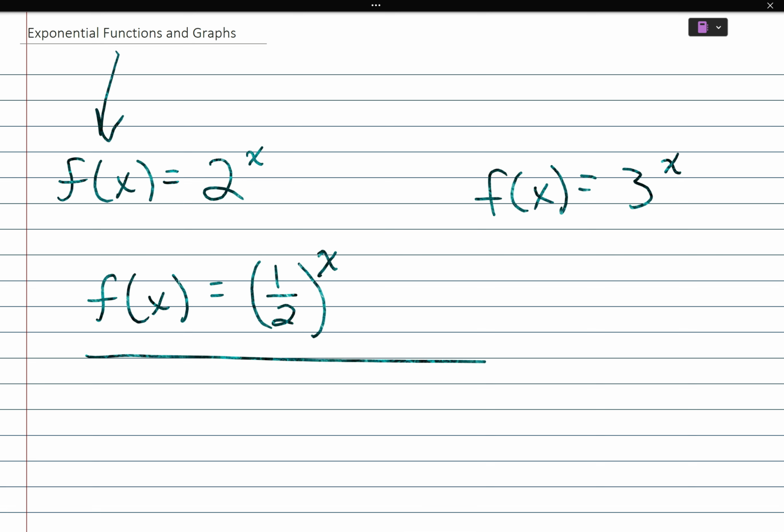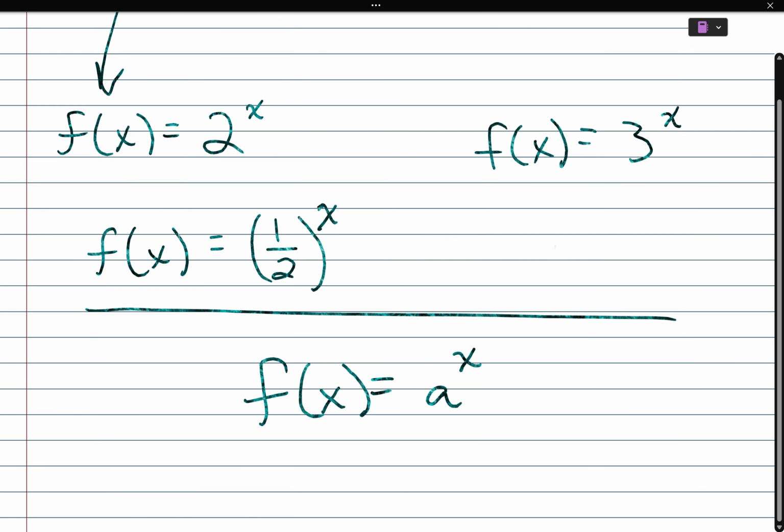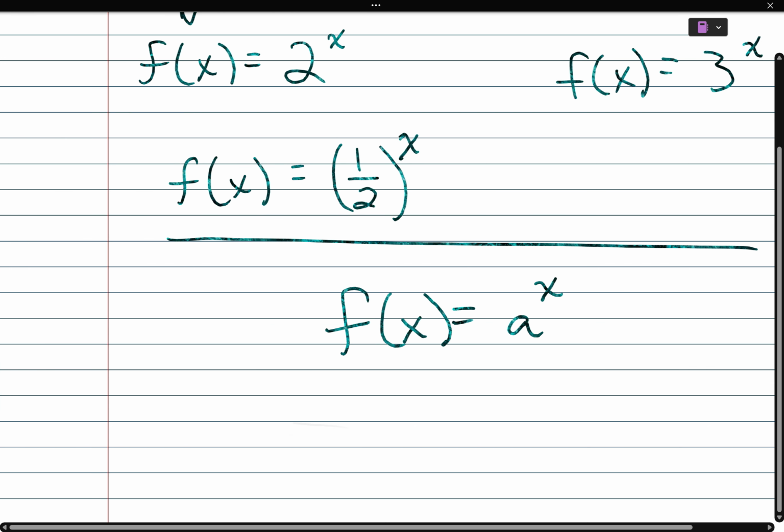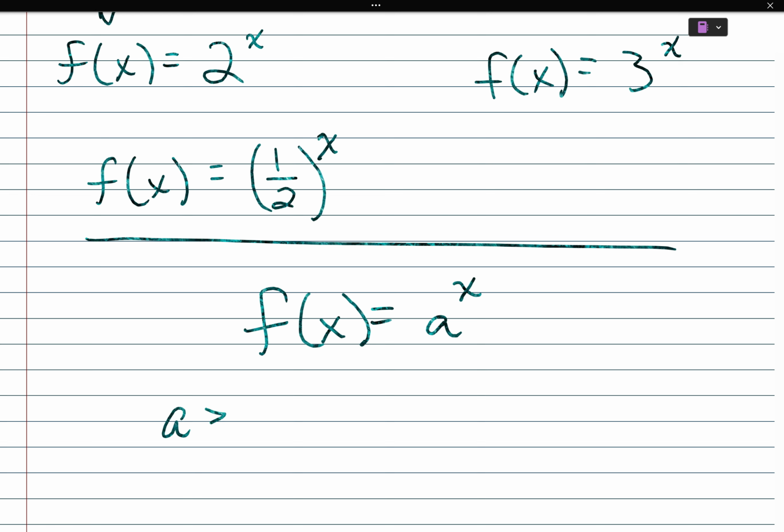So an exponential function is defined as a function in the form of f of x is equal to a to the x power. Of course, here our a value is greater than 0, a cannot be 1, right? And x is a real number. So the base cannot be 1 in this definition up here, right?